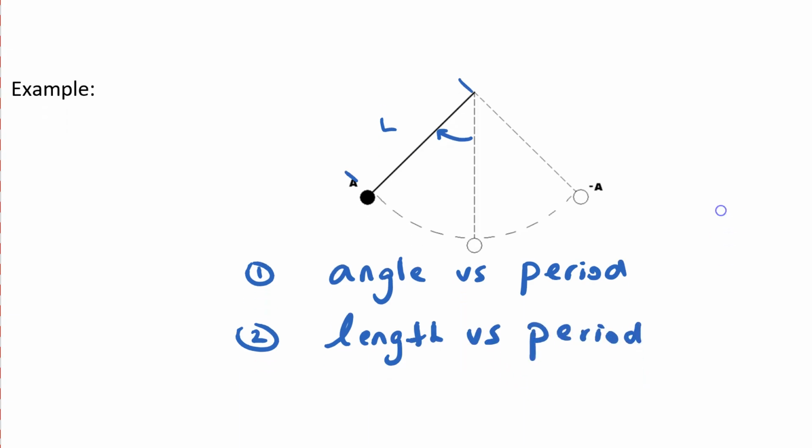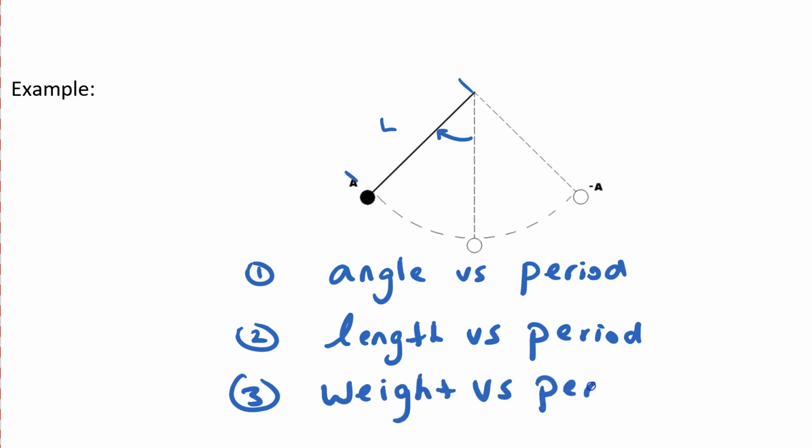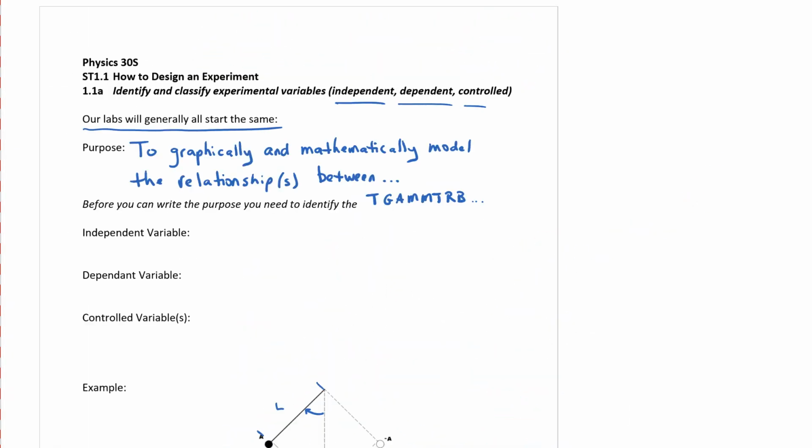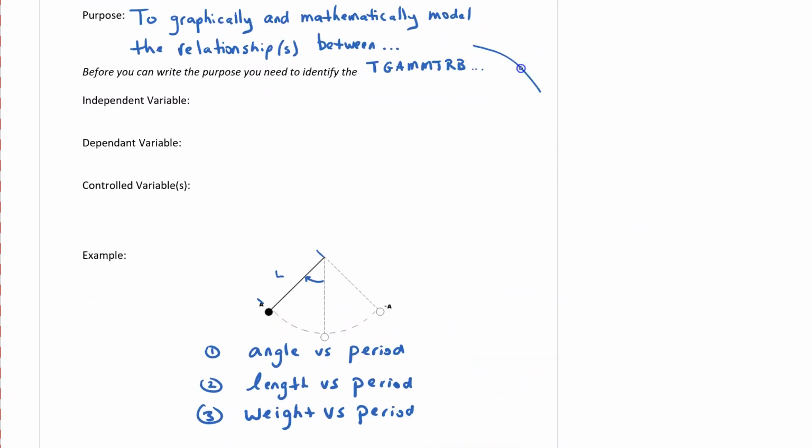And the last one we were thinking about was this thing on the bottom. What was the mass or the weight? I think in class we said weight versus period. So what happens if we change the angle? What happens to the period? So these were the three ways. I've kind of started this sentence up here and ended it down over here, right? So to graphically and mathematically model the relationships between angle versus period, length versus period, and weight versus period.